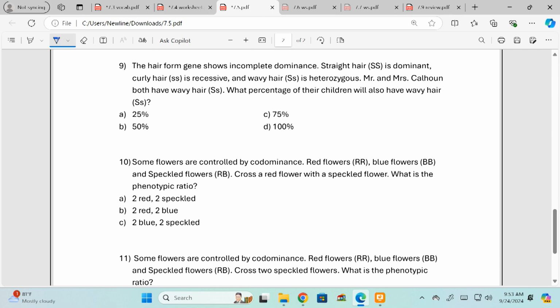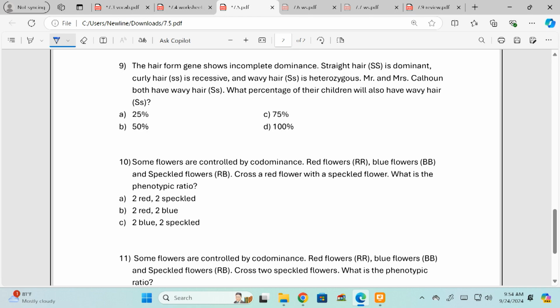Here's number 9. Number 9 says, the hair form gene shows incomplete dominance. Straight hair, which is capital S, is dominant. Curly hair, which is lowercase s, is recessive, and wavy hair is heterozygous. Mr. and Mrs. Calhoun both have wavy hair. What percentage of their children will also have wavy hair?